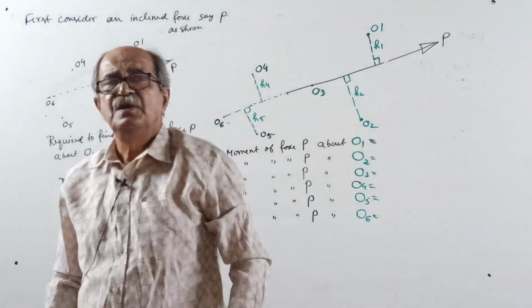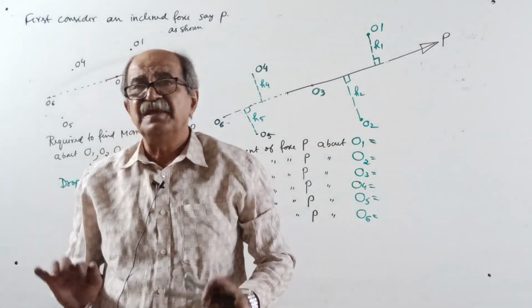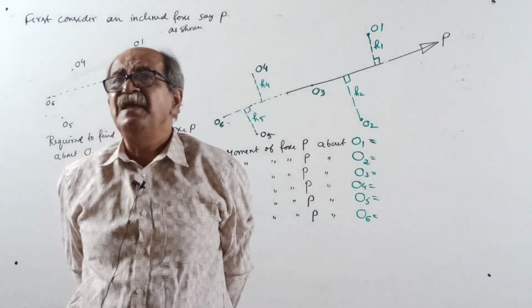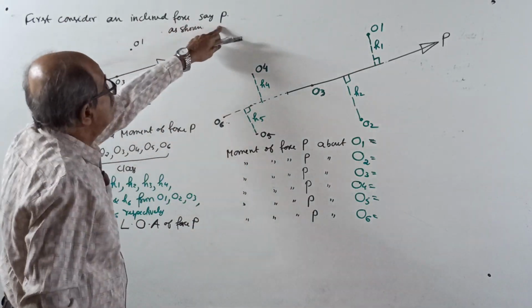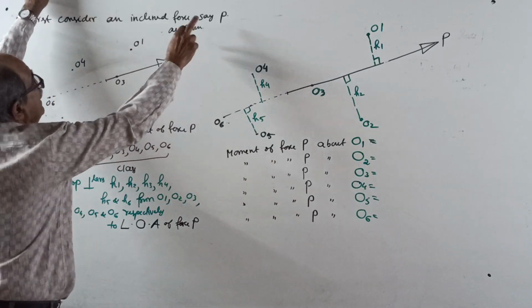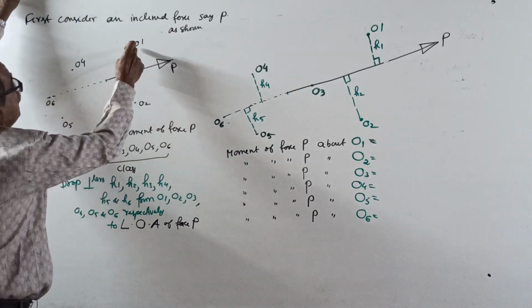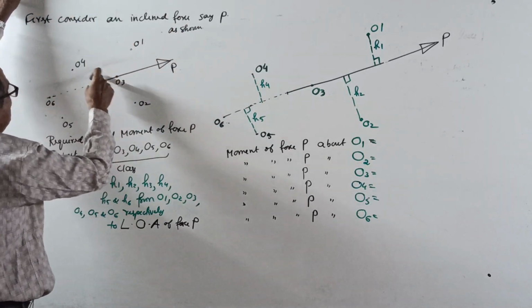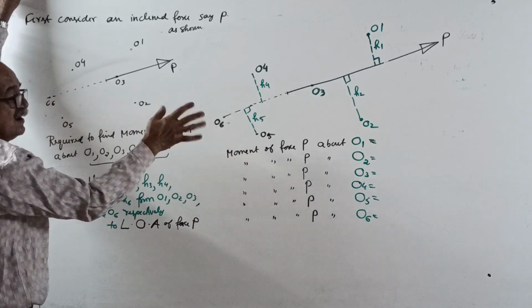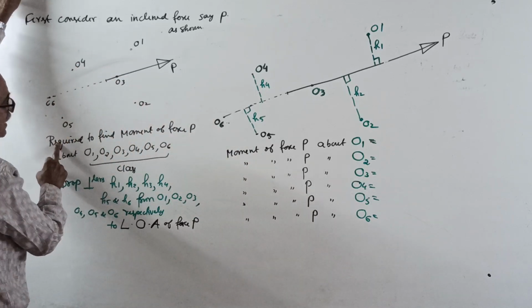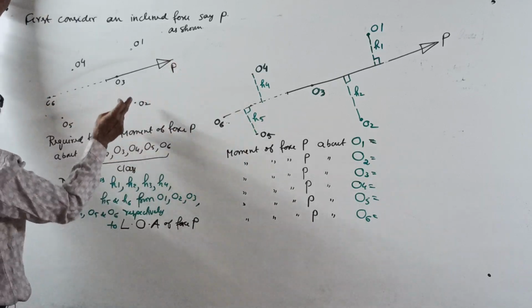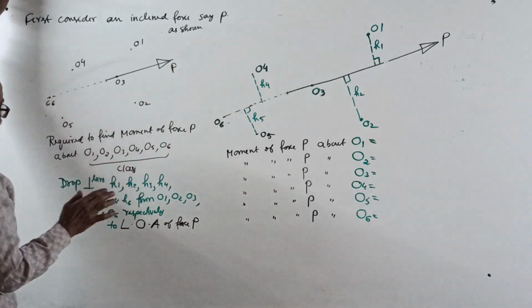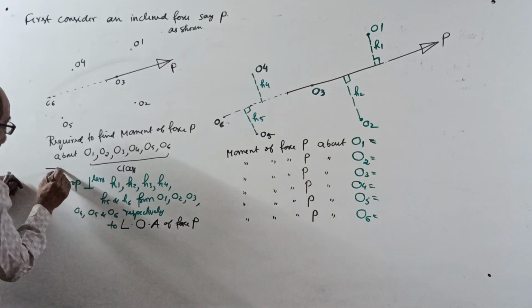I will start first with the general case, inclined force, then the easy case. Consider an inclined force P as shown. Some points are given, O1, O2, O3, O4, O5, O6, in black color. What is required in the question? Required to find the moment of the force P about all these points O1 up to O6. Okay, now, how to find?